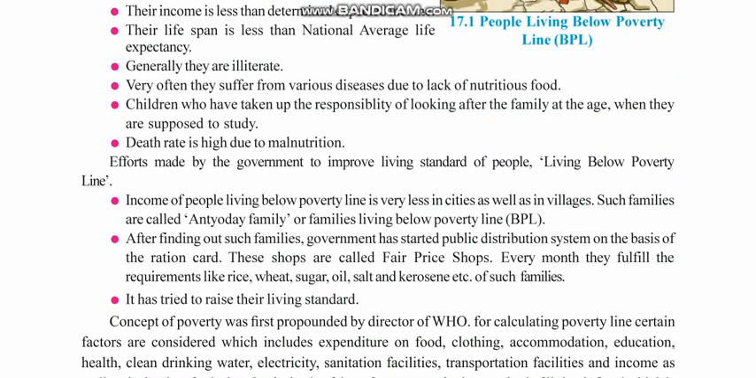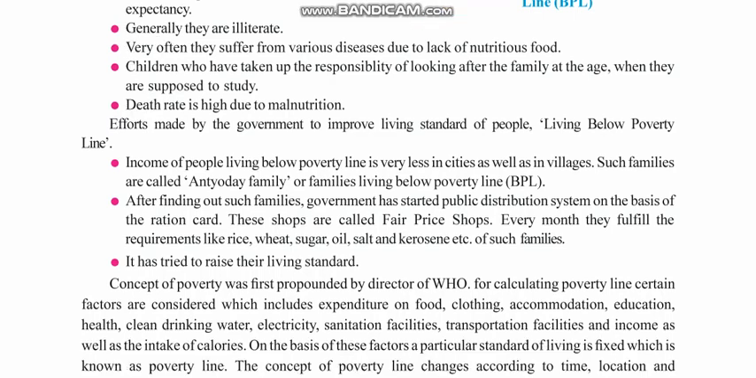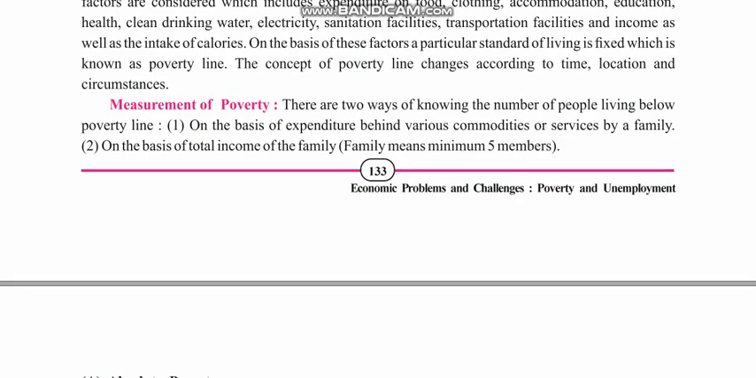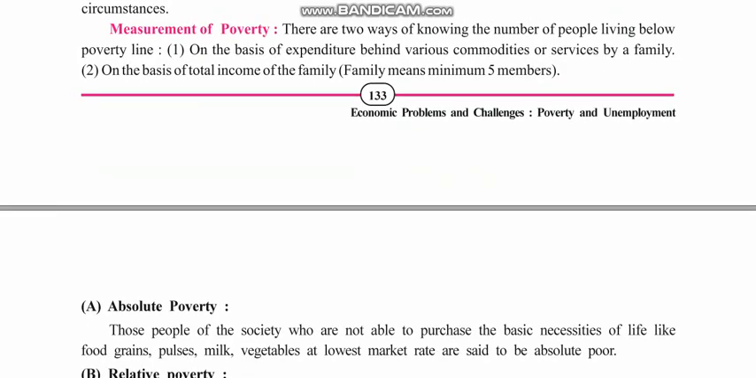Then we also saw what efforts are being made by the government to fight poverty and uplift the standard of these people living below the poverty line. At the same time, we also saw how the calculation of the below poverty line is made, what factors are included in it, and what factors are responsible for the demarcation of above poverty line and below poverty line. Now we are going to see the measurement of poverty, how poverty is measured.